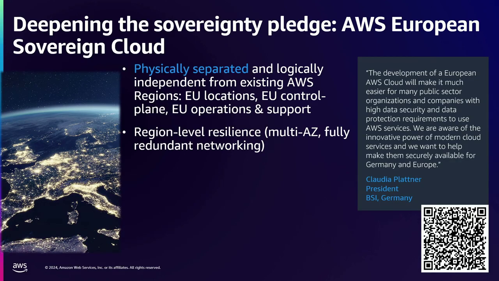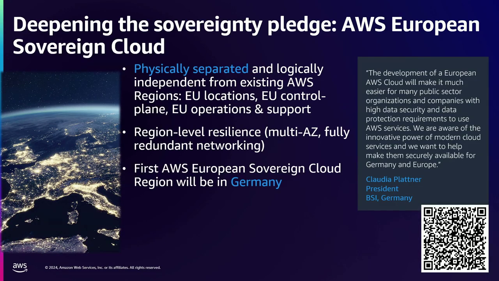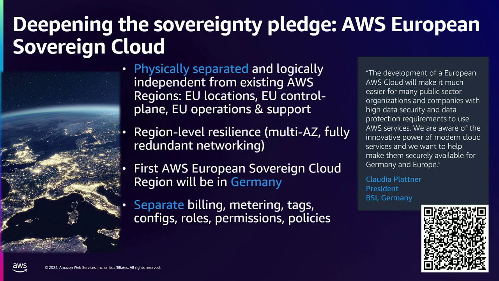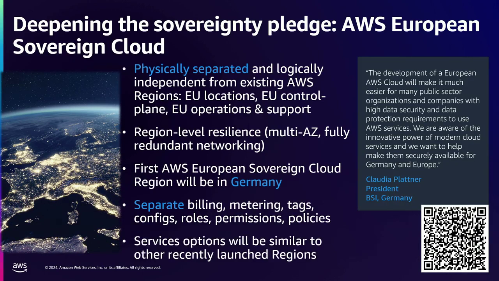It's well architected, as we architect all our infrastructure, with multiple availability zones and fully redundant networking. The first region that we look to launch will be at the end of 2025 in Germany. And we will have separate billing, metering, tags, configurations, roles, permissions, and policies. The service portfolio of the European Sovereign Cloud region in Germany will be basically the same as all the other regions that we've launched in recent years, for example, in Spain, the UAE, Canada, and so on.